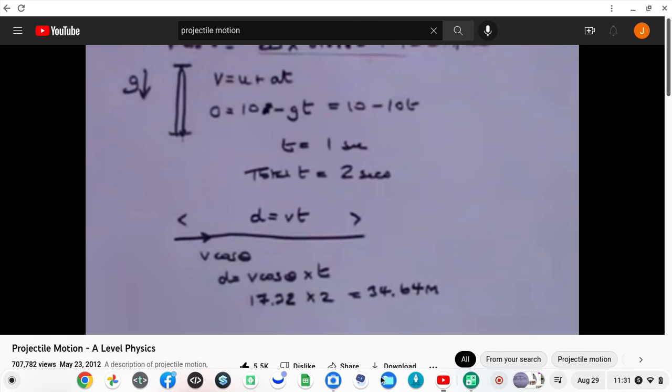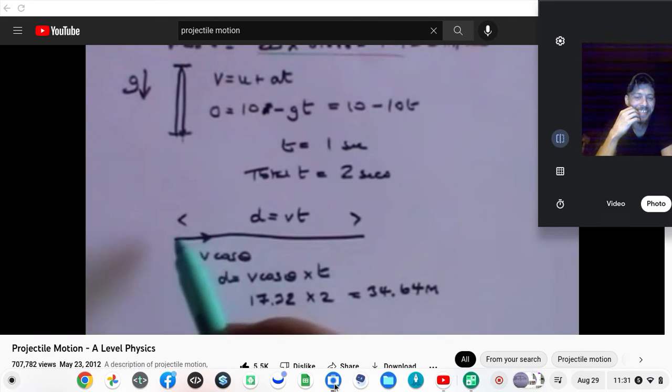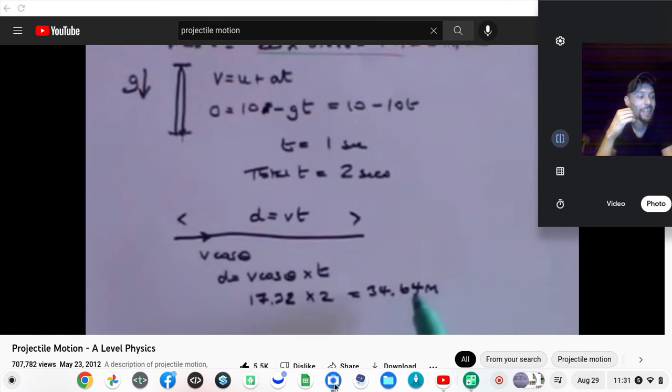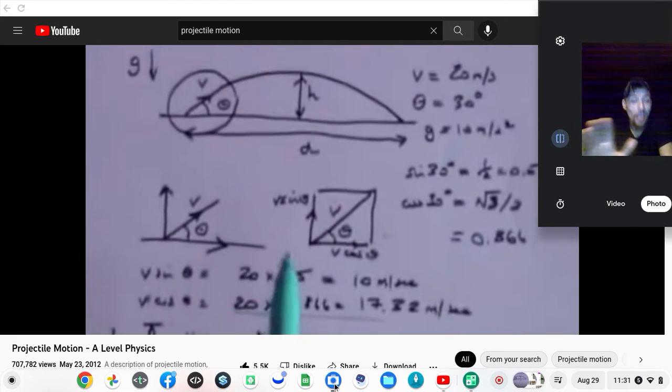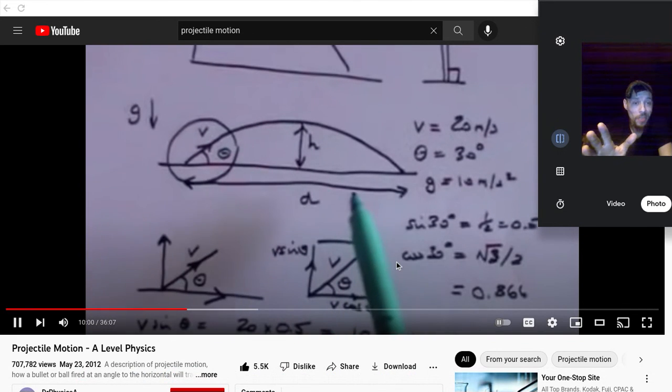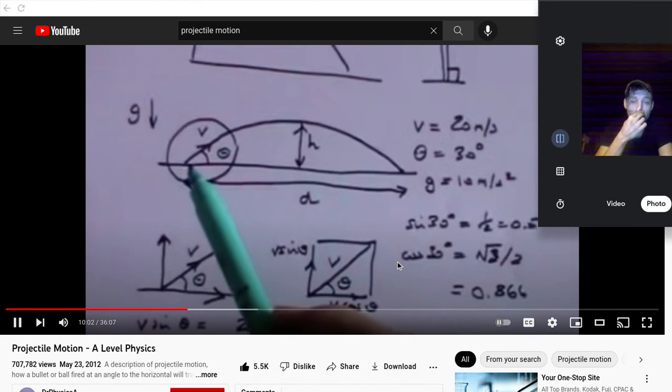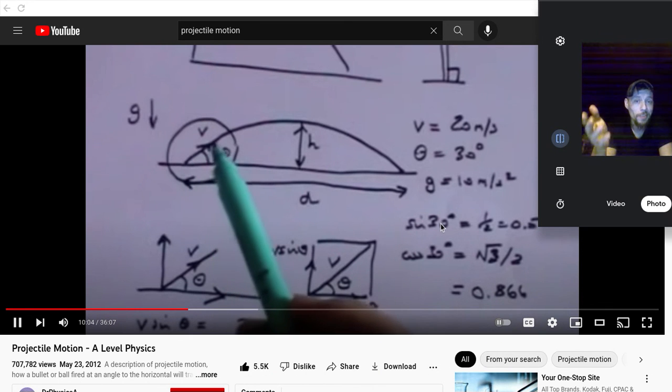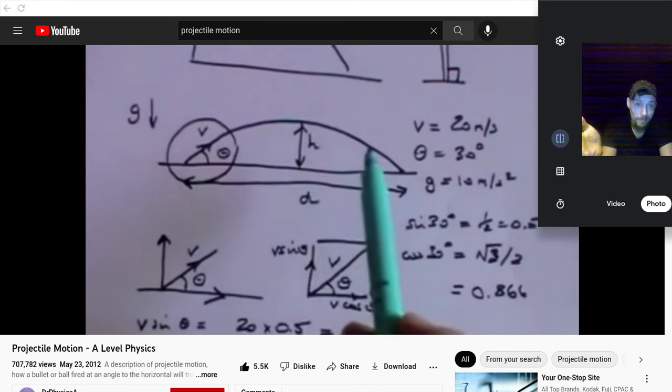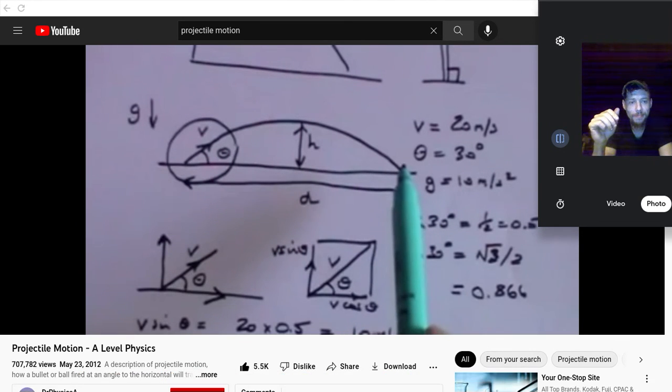So that tells you that the ball will go a total distance of 34.64 meters. Helped in some ways. He does more in here, and I've got to go through this. Because in the 2 seconds, in A-level physics, the ball goes up and comes down. And after 2 seconds, it's there.